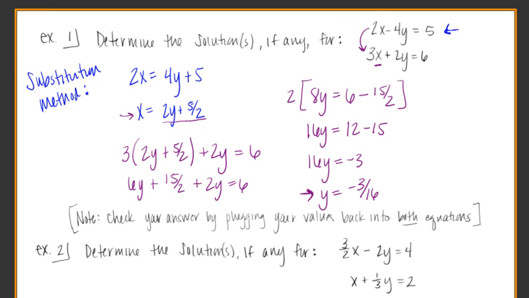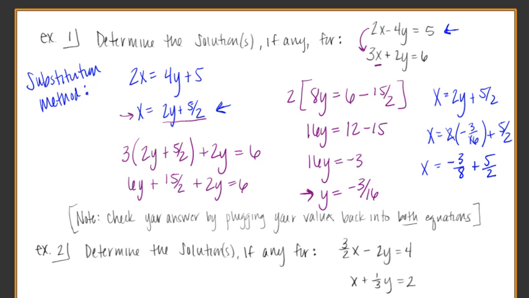Now to get the x value, let's go back into what x equals. It says x is equal to 2 times my y value plus 5/2. So the x is 2 times that y value, which is negative 3/16, plus 5/2. All right, so x is equal, let's see, 2 can cancel with that 16. That'll leave negative 3/8 plus 5/2.